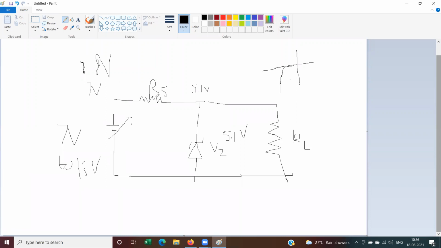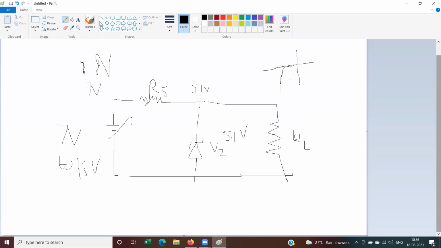The idea is that the value of RS doesn't change. It is fixed. Value of RS is not changing anywhere. RS is not variable, RS is fixed. Only V is variable.